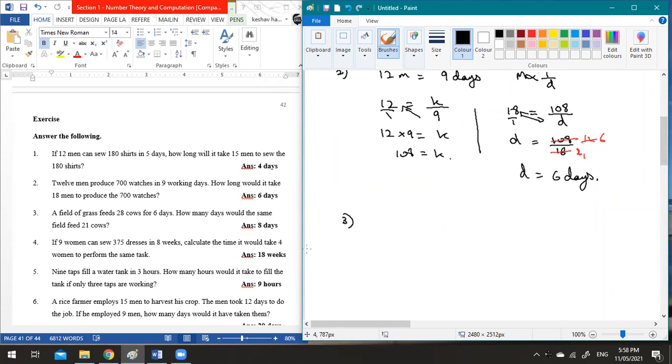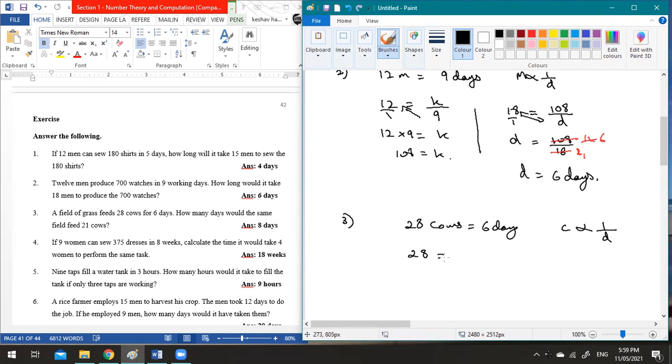Number 3, a field of grass feeds 28 cows for 6 days. How many days would the same field feed 21 cows? So again, 28 cows equal 6 days. So the number of cows is inversely proportional to the number of days.